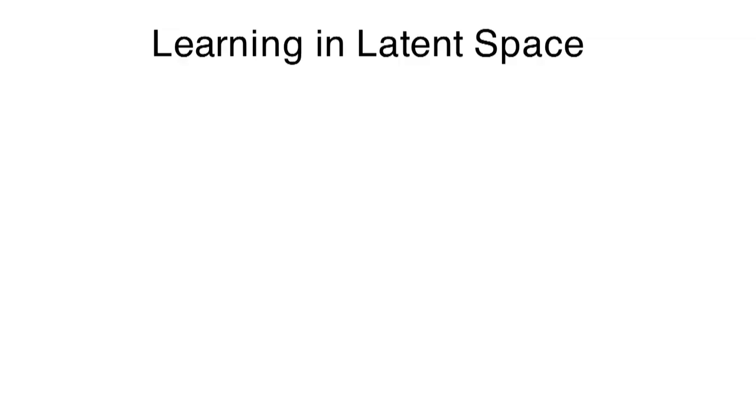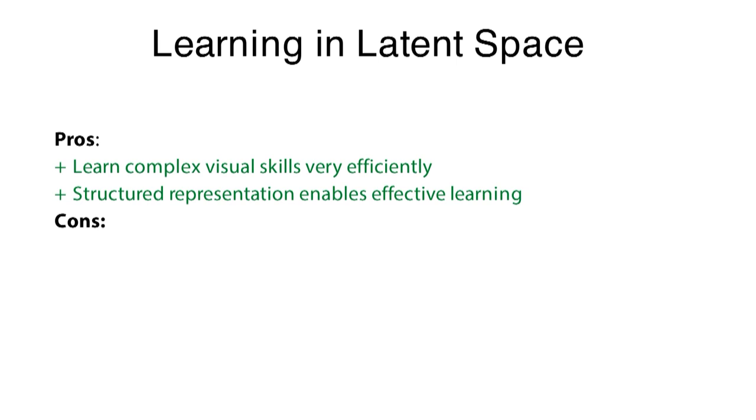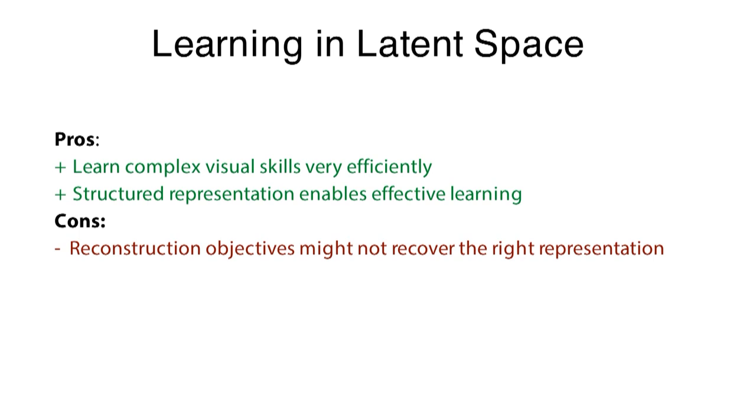Okay, so some of the pros of learning the latent space is that you can learn complex visual skills very efficiently. And a structured representation, if you can find one, can enable very effective learning. One of the downsides of learning a latent space is that usually these approaches use some sort of reconstruction objective to find the latent space. And these objectives might not capture the right representation for the task. And if you can't capture task-relevant features, then you won't be able to solve the task. So finding the right representation is really key for these sorts of approaches.